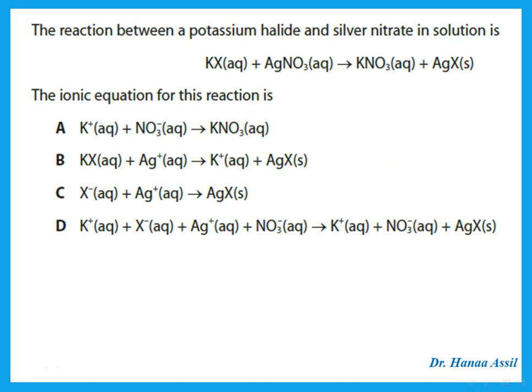Another question says the reaction between potassium halide and silver nitrate in solution is this. Which one is the ionic equation for this reaction? Again, I take a look at what is going to be cancelled when I ionize the aqueous. So what is cancelled is potassium on both sides, nitrate on both sides, and that leaves me with the reaction in C. So the X-, the halide, plus Ag+ will give silver halide, which is a solid.